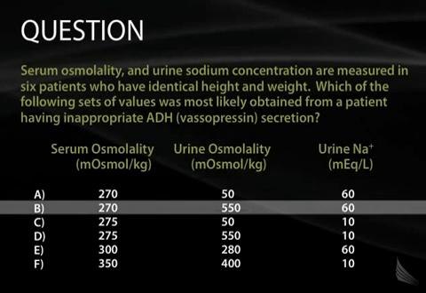So in this case, the answer is B, which shows that in a situation of SIADH, you have a urine osm which is 550, which is greater than 270, which is the plasma osm, and then the urine sodium is greater than 20, and in this case, it's 60.